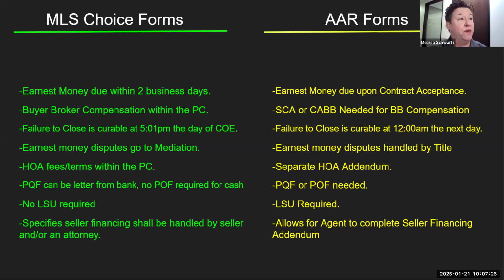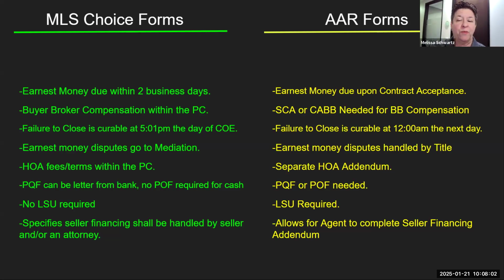Earnest money disputes go to mediation. On the AAR forms, earnest money disputes are handled by title. Title sitting here going, please take it, take it. However, that is something you may want to consider. The reason we're showing you these differences is, if you are receiving a contract, these are the things you may want to look at to counter if your seller wants to. Remember, it's the seller's choice, not yours. You can explain why you want to do that, right?